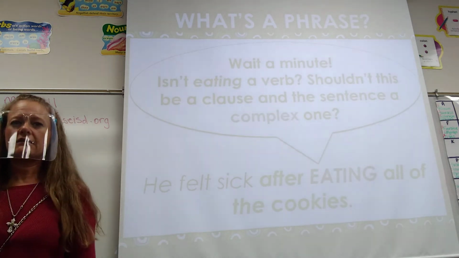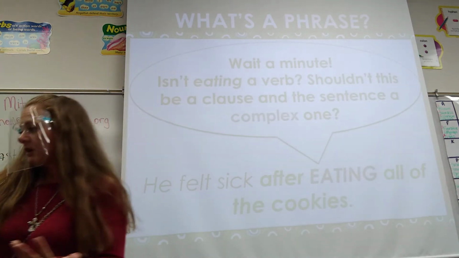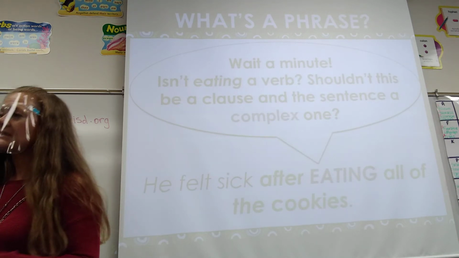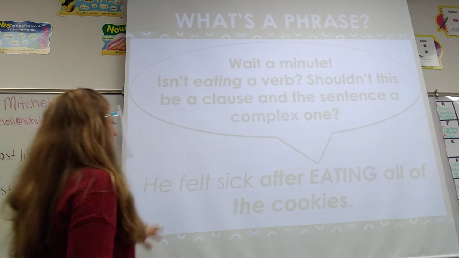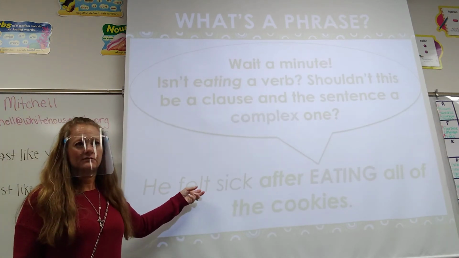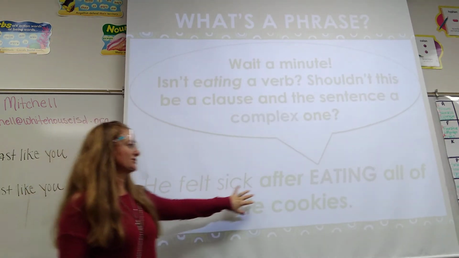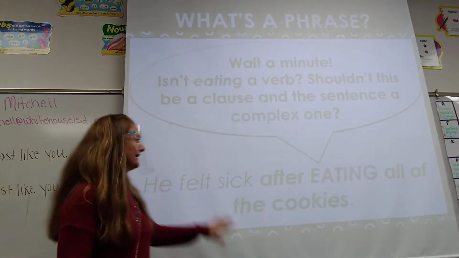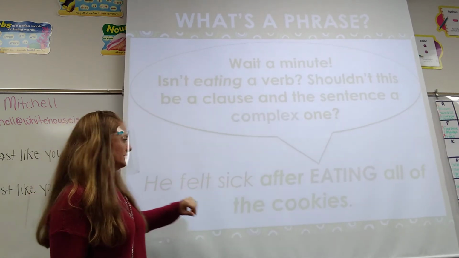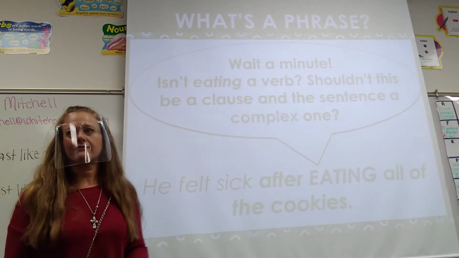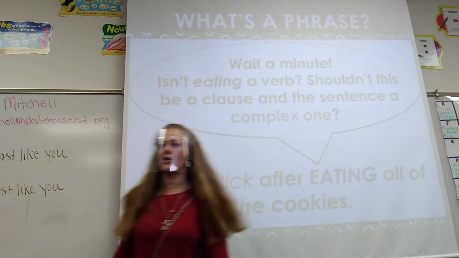All right, so gerunds, again, are words that we have been taught are verbs because they look like actions. Eating would be an action, but in this sentence, our action is that he felt. Okay, that's the verb here. That's the predicate in the sentence. This is a gerund. He felt sick, so this is our subject and verb. He felt, subject verb, he felt sick. And then this is our gerund, after eating all the cookies.